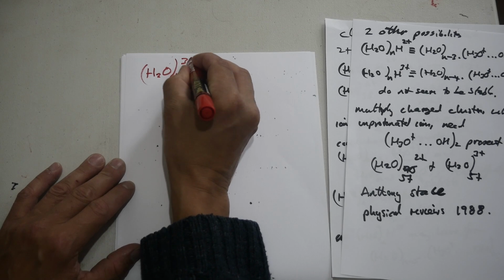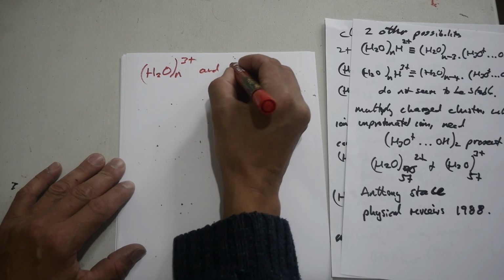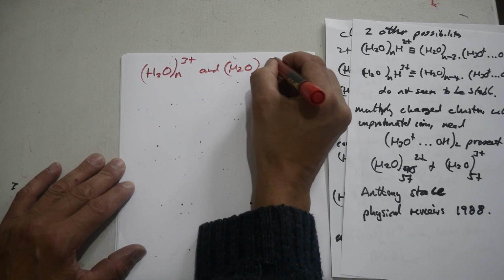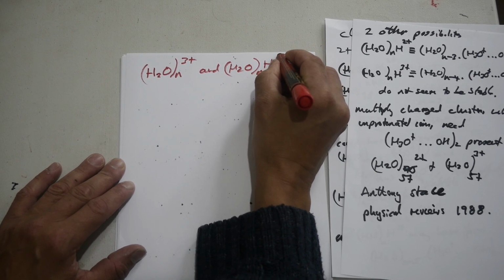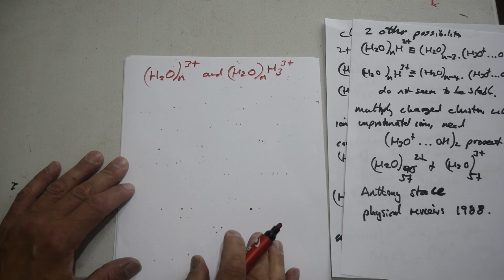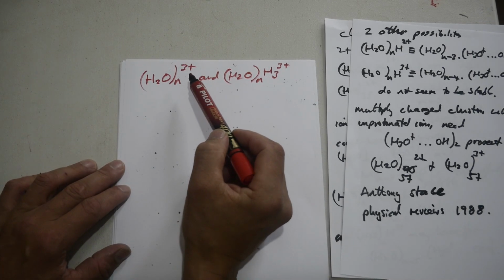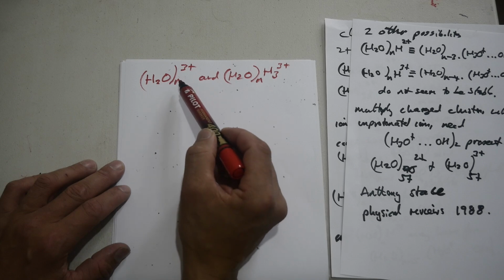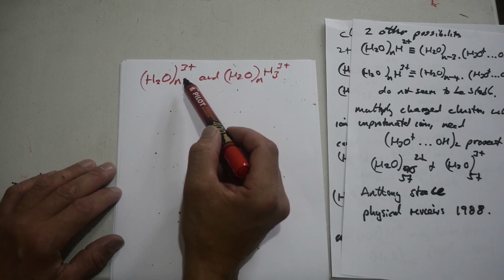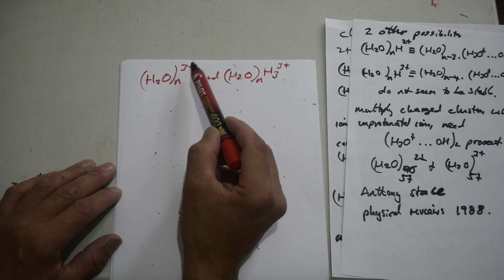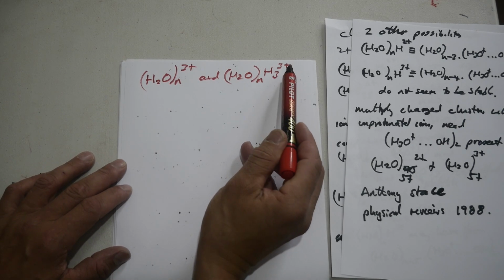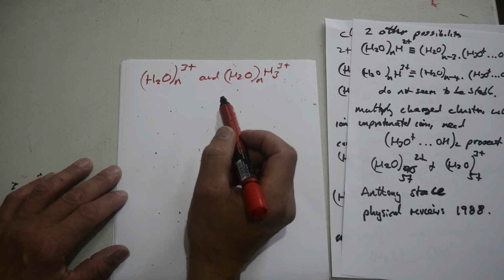H2O N 3 plus and H3O N 3 plus. Okay, so these are two other ions which Stace discovered. A water molecule cluster with its 3 plus charge, triple charge, and one which is protonated, also with triple charge.